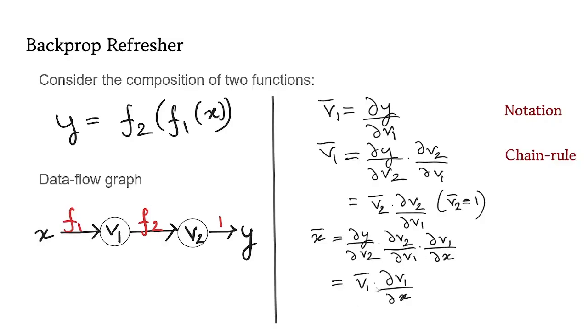And then we have x bar, the adjoint of x, is the adjoint of v1 times the derivative of v1 with respect to x. Now, in our discussion, we will informally refer to v1 bar as the upstream gradient, and we'll refer to del v1 by del x, or even del v2 by del v1, as the local derivative.